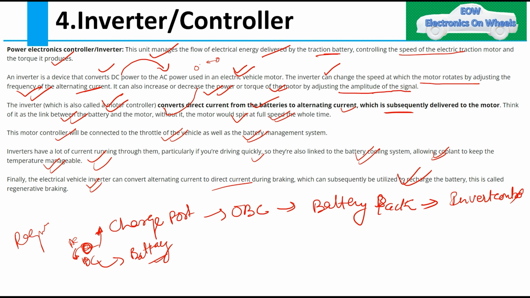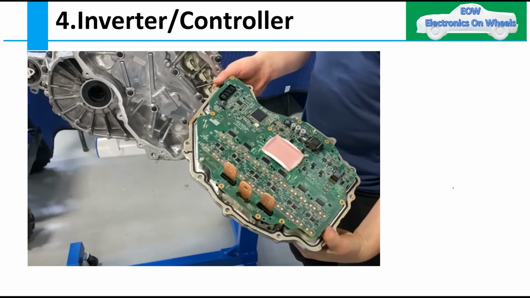We are going in series only. You can see we have started from the charging port, then the OBC, then the battery pack, then the inverter. So this is the Tesla's inverter. It looks like this. There are many design or packaging ways of doing the construction of this particular inverter. We will see.